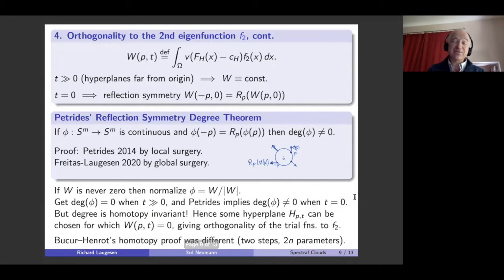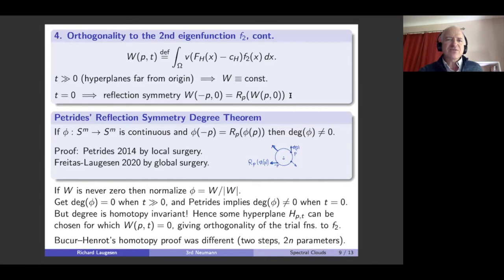Well, we'd like to find something that has non-zero degree that's homotopic to this thing that has 0 degree. And that would then be a contradiction. So, orthogonality to the second eigenfunction then. Just a reminder of what our vector field is, giving us the integral of our trial functions against the second eigenfunction, and we want them to be 0.